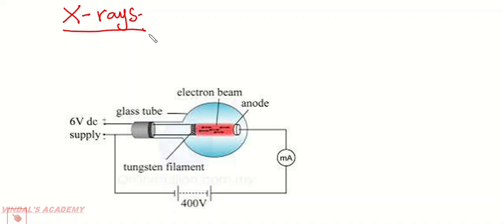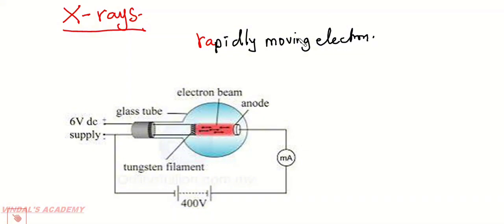Now let's start with the definition. We said that X-ray are produced when, there are a few points you're going to note here, when rapidly moving, remember, rapidly moving electron that have been accelerated through a PD.